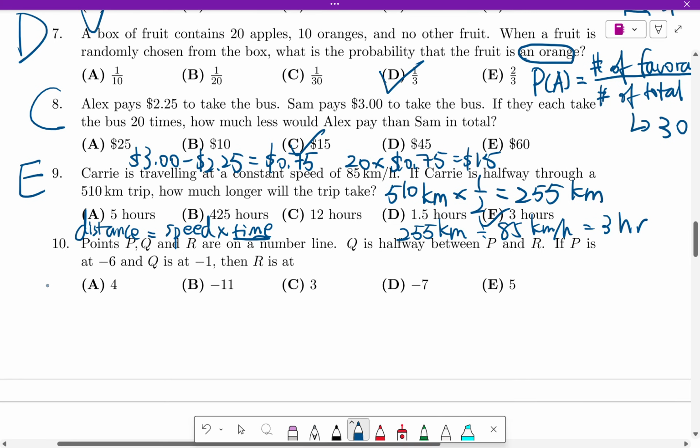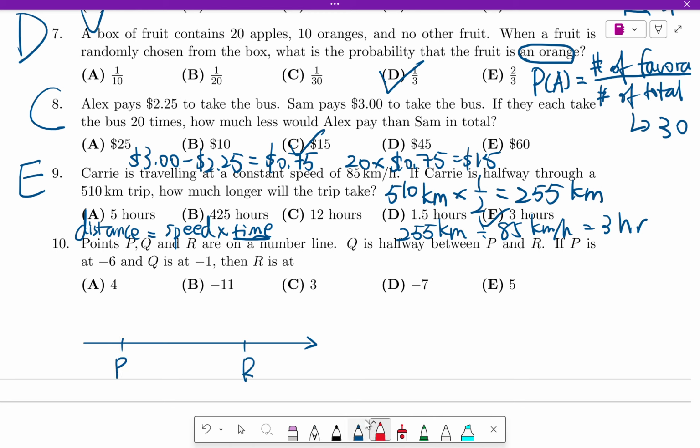Question 10. Points P, Q, and R are on a number line. Q is halfway between P and R. If P is at -6 and Q is at -1, then R is at... If we draw a simple number line right here, we would have P here, R here, and Q right in the middle. We know that P is at -6, Q is at -1, and we don't know R.